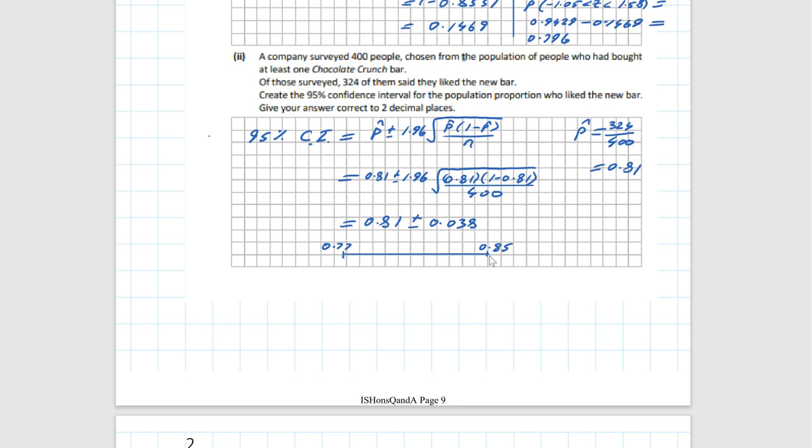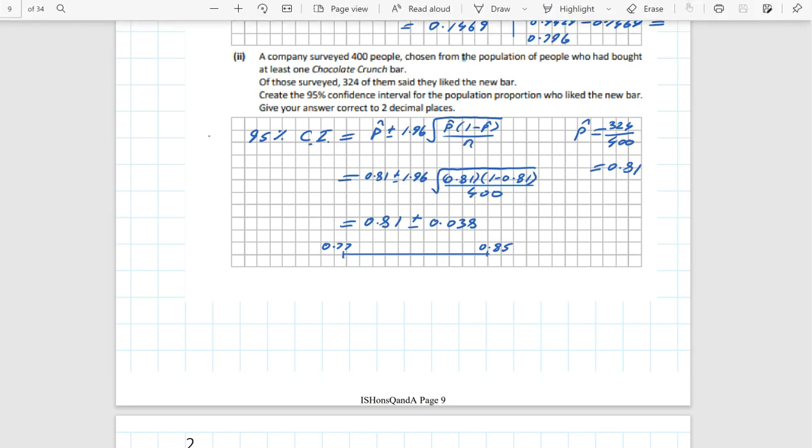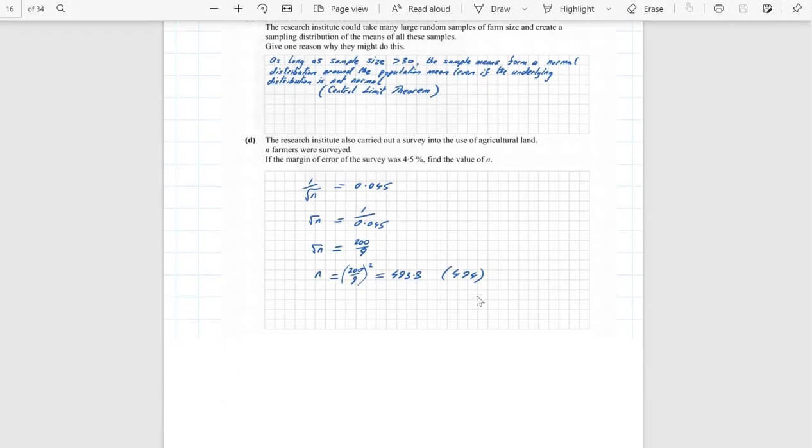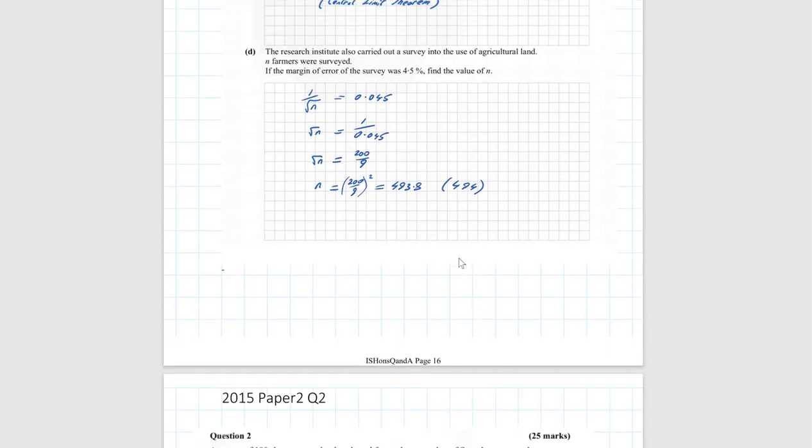We're saying the sample proportion is 81%, so 81% of people like the bar in the sample we picked. That means in the whole population we can predict that somewhere between 77% and 85% of people will like this chocolate bar. And we can be 95% confident of that. Okay, so that's it.